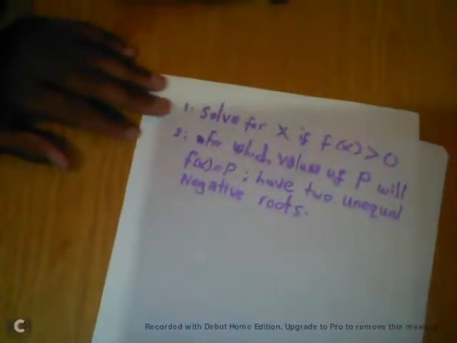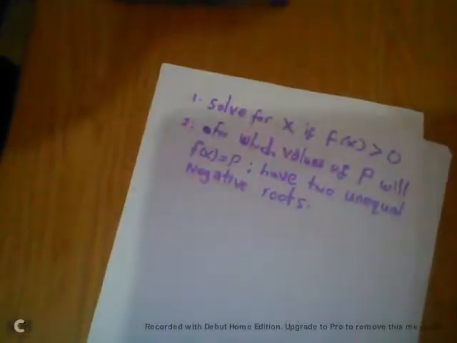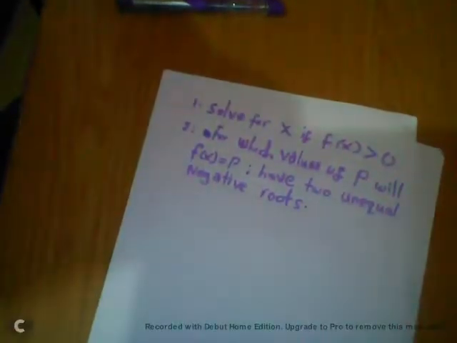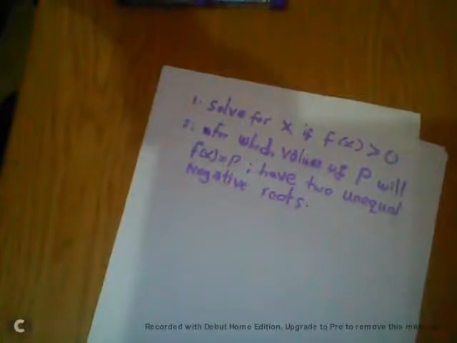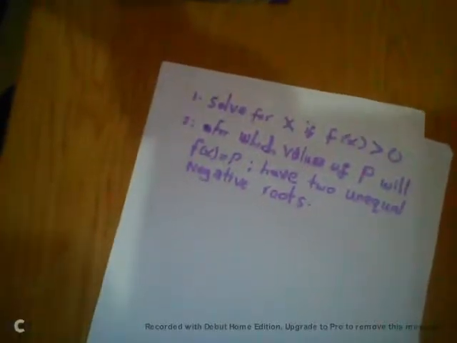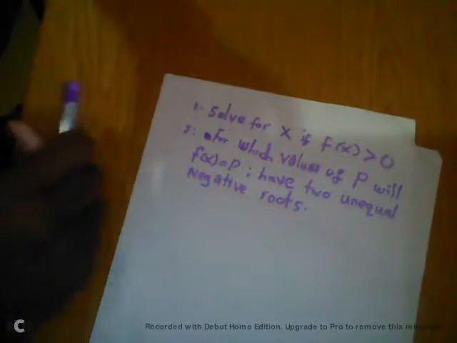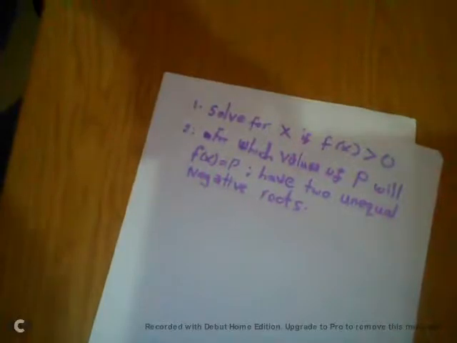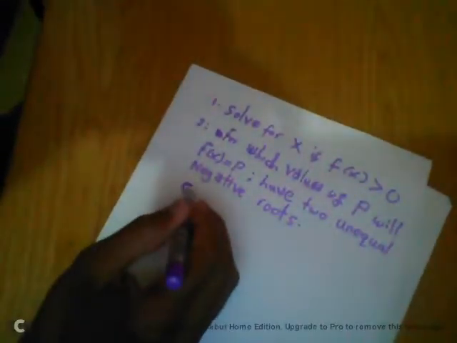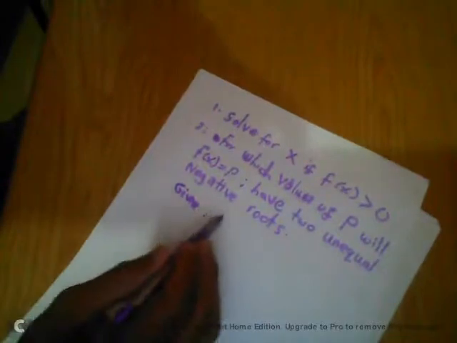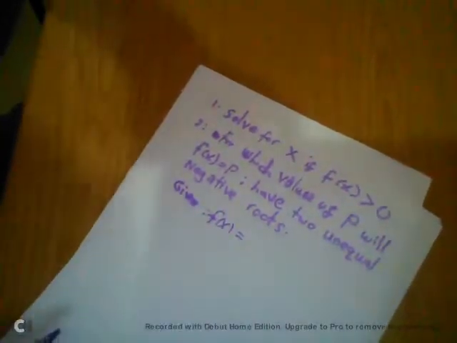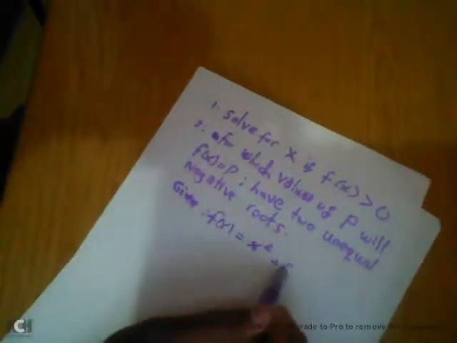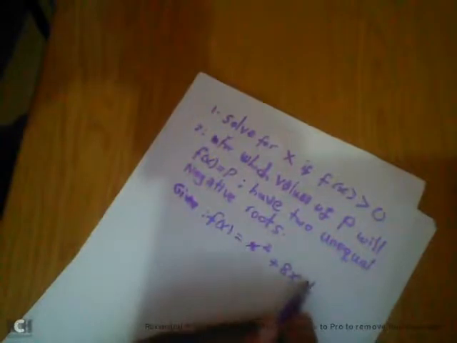The first one says, solve for x if f of x equals 0. The second one: for which value of p will f of x equal to p have two unequal roots. And the function given is, excuse me, I forgot to write this, given f of x equals x squared plus 8x plus 16.